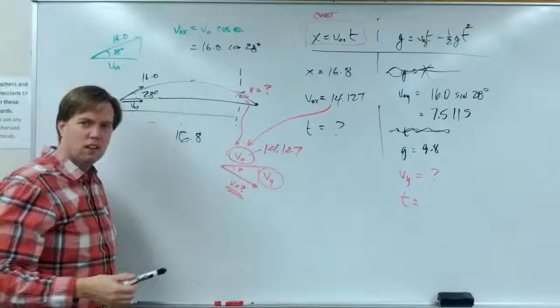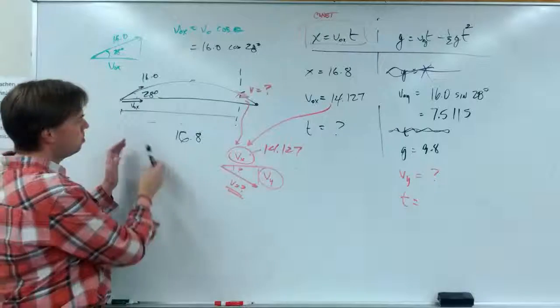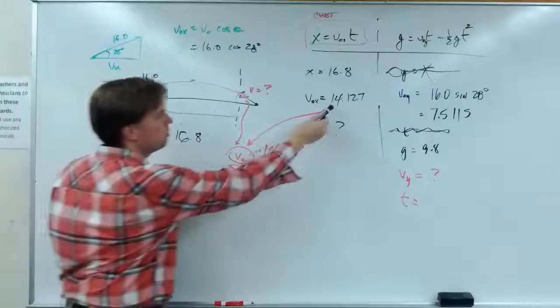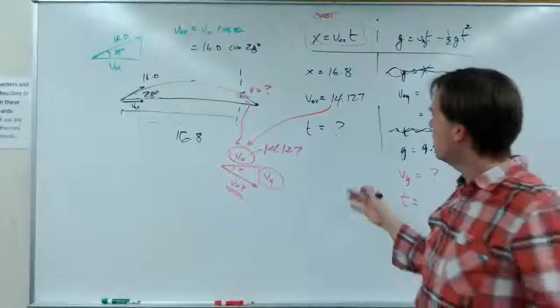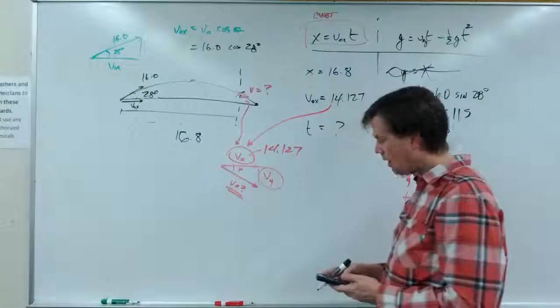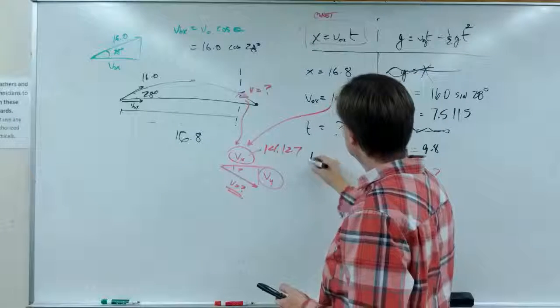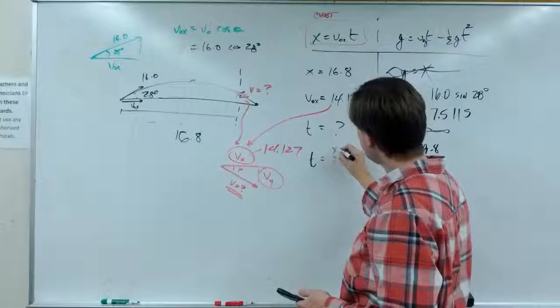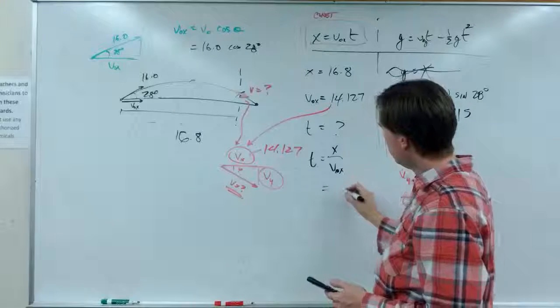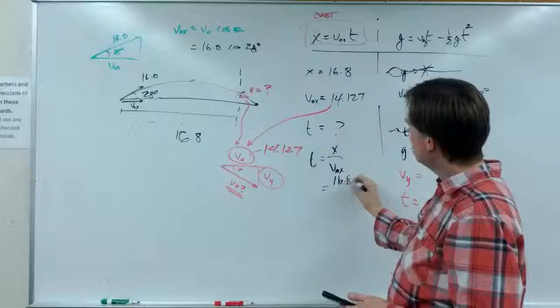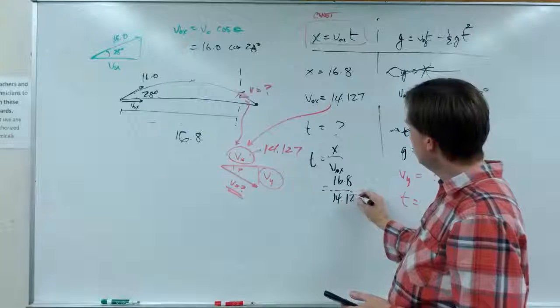And once I step back and think about it, that's actually pretty easy. It goes 16.8 meters and it's going 14 meters per second. So it's going to be just over a second, right? So let's figure out exact. T in this case is going to be x divided by V0x, or 16.8 divided by that 14 number.